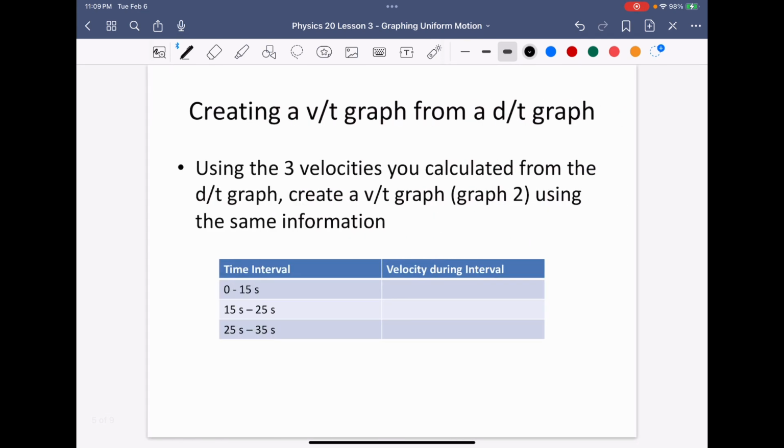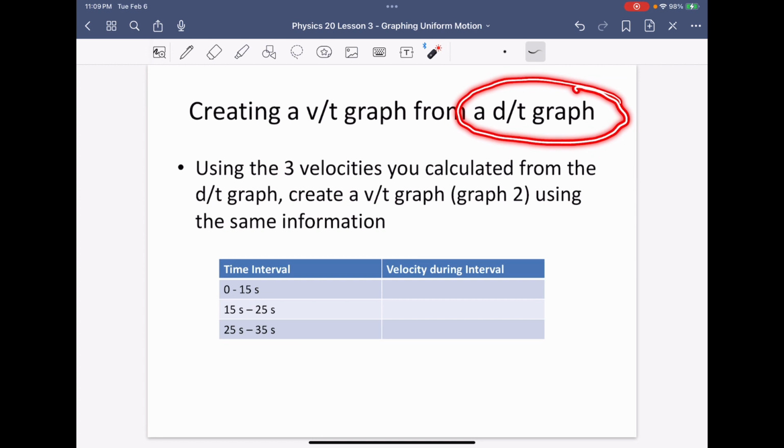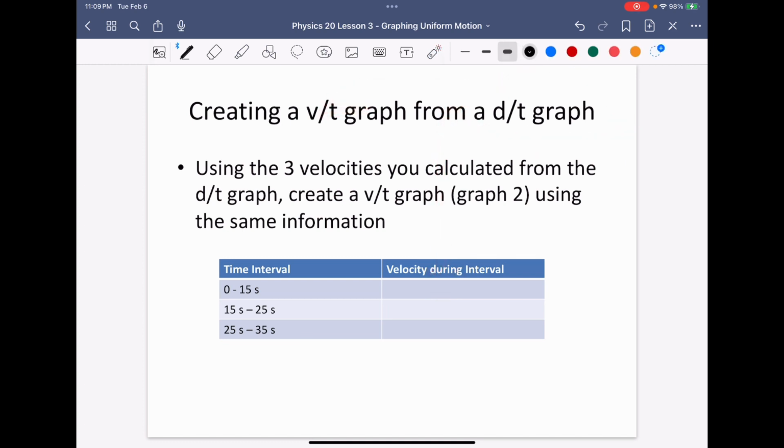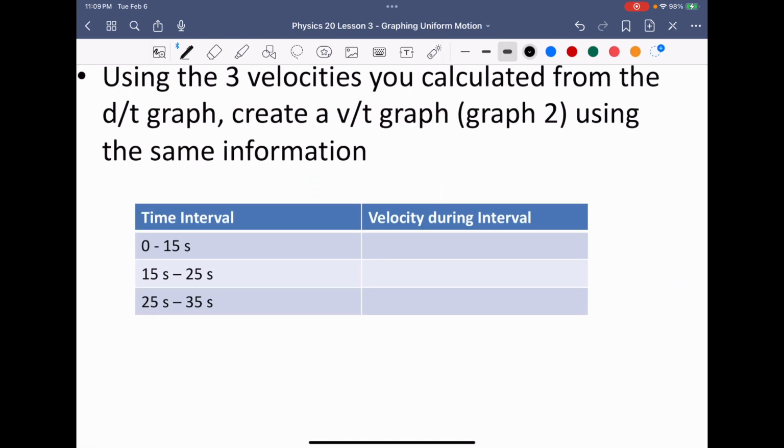Okay, now let's create a v versus t graph from a distance or displacement versus time graph. On the previous slide, we took the information that was given to us in the position versus time graph, and now we're going to record it down below and translate it into a v over t graph. In the 0 to 15 second interval, we got a positive 0.8 meters per second. In the middle one, when it was a horizontal line, we got 0 meters per second. There was no slope. And then lastly, we got negative 1.2 meters per second.